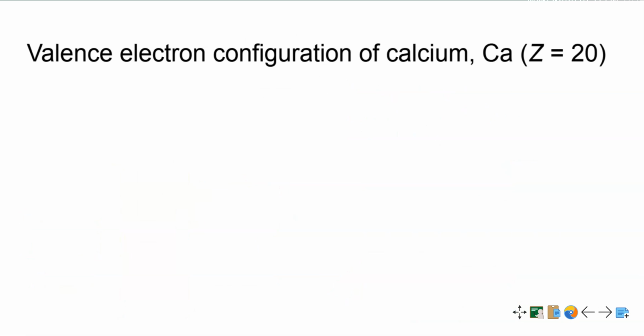Okay, just for a couple of practices, let's figure out the valence electron configuration of calcium. If we want to do this the old-fashioned way, we've got our 1s, 2s, 2p, 3s, 3p, 3d, etc. And when I look at the periodic table, calcium is in the 4s block. So that's as far as I need to go. But it's asking for the valence electron configuration, or noble gas configuration.